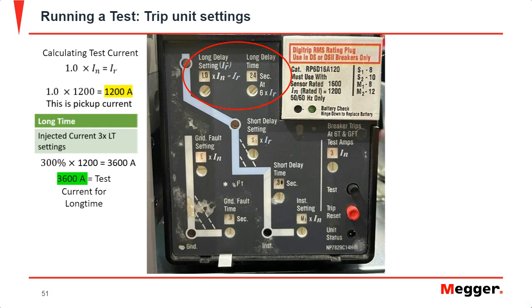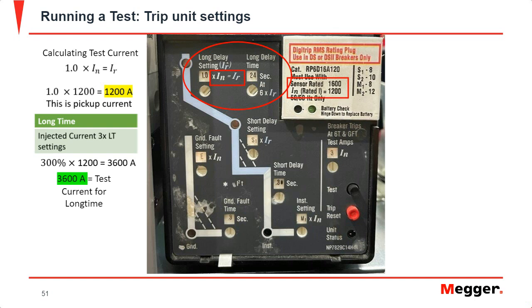Now, again, IN isn't the rating of the breaker, but it's actually pictured here. IN is equal to 1200 amps. So that's why we use the value of 1200 instead of the 1600 amp sensor rating for the breaker. So we did 1.0 times 1200, and that gave us 1200 amps as our pickup current.